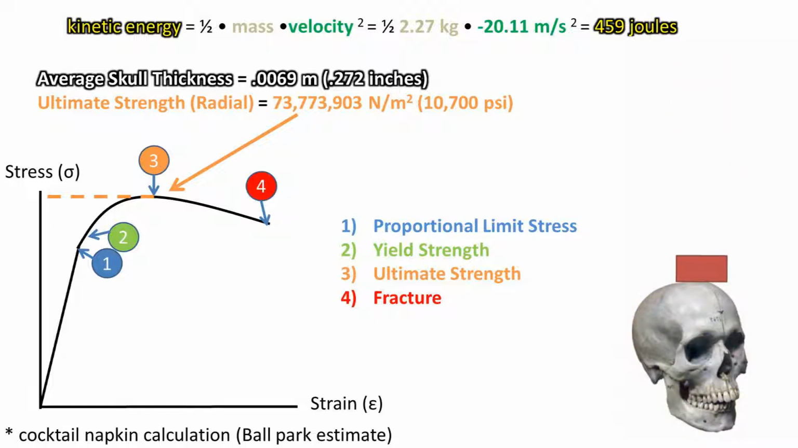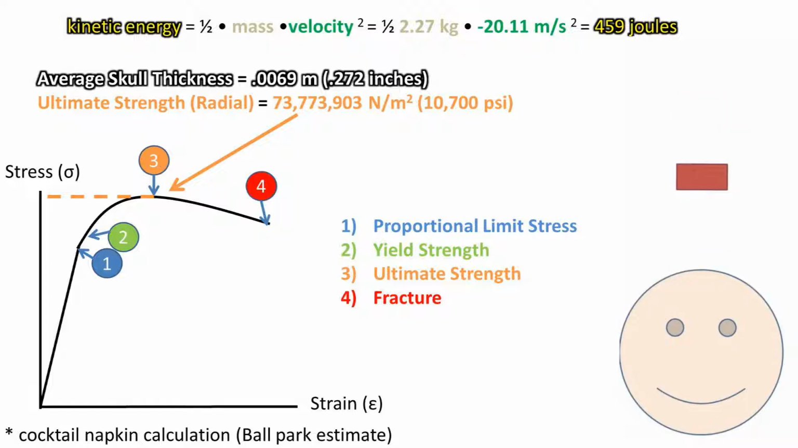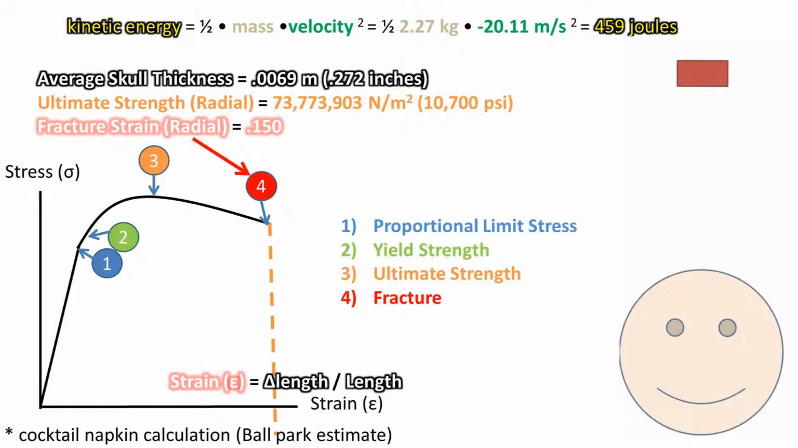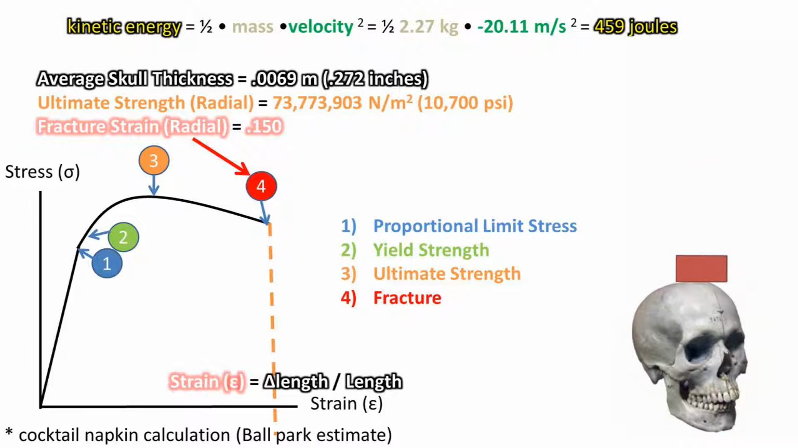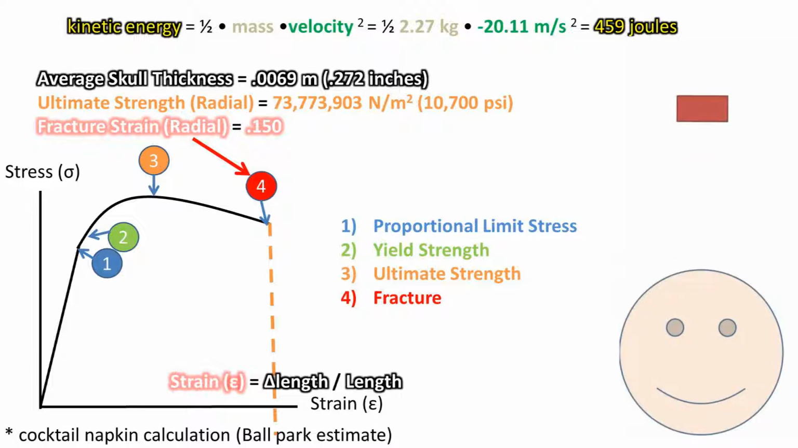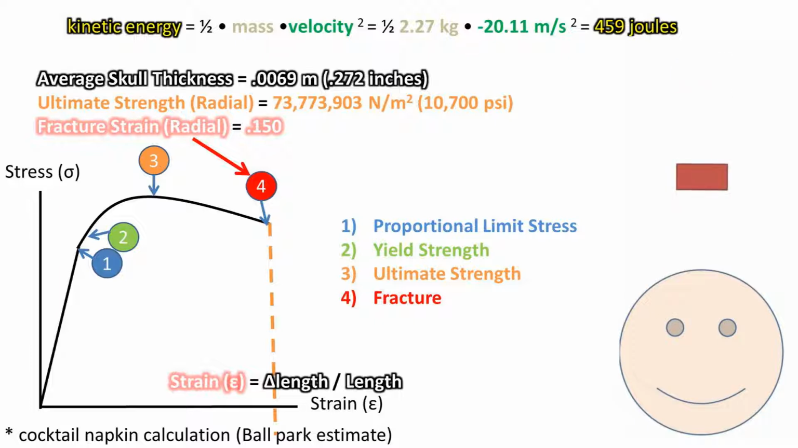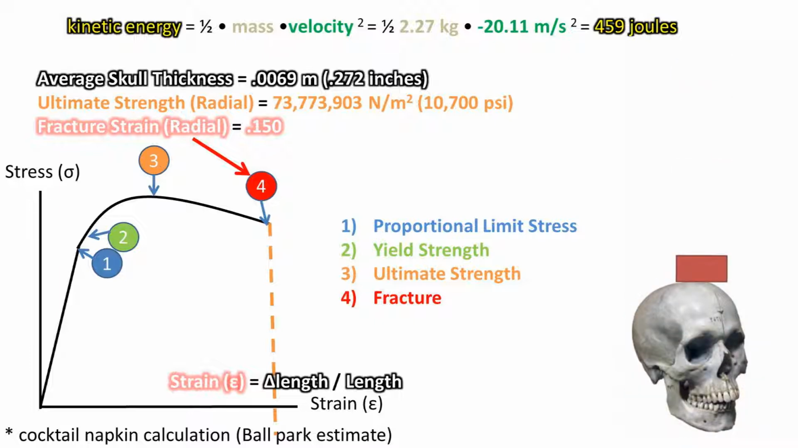Typically, the point of fracture happens at a lower stress level, but at a larger strain than the ultimate stress. The fracture strain, which is the change in length over the original length of the material, was measured when the sample fractured or failed. This value was pulled from the stress-strain graph and it is equal to 0.15 and is unitless.